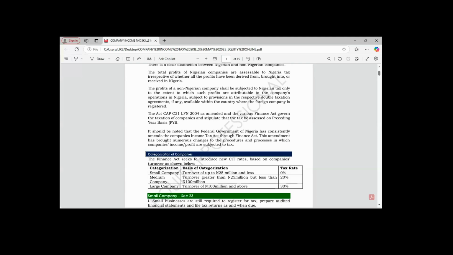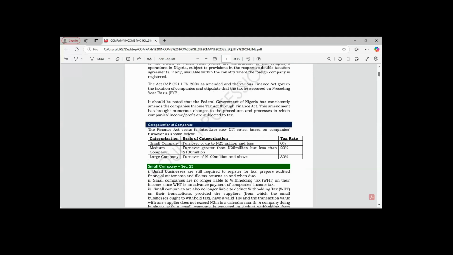Before now, companies are usually into two forms. We have either a small company or basically company. But now, the Finance Act has categorized company into three major forms based on the level of their turnover. Categorization of company depends on level of turnover. So basically now, according to the Finance Act, companies are categorized into three major forms. We have the small company, we have the medium company, and the large company.